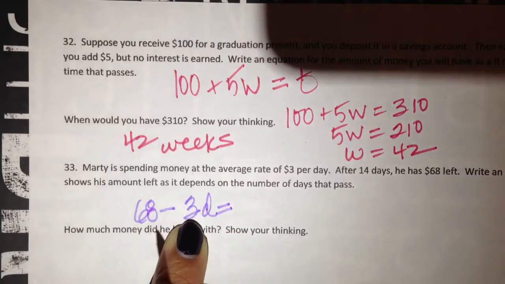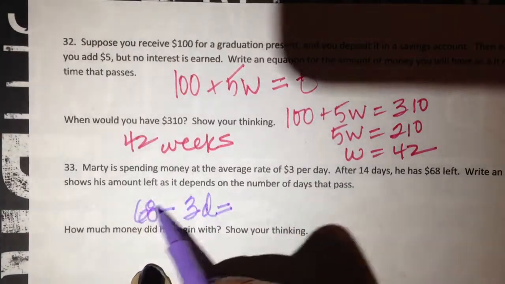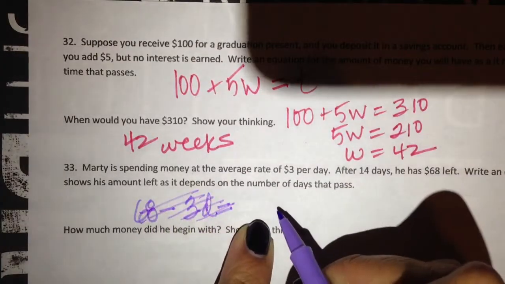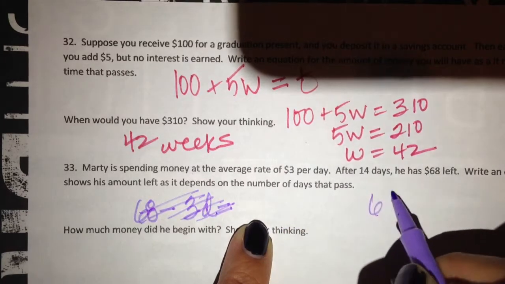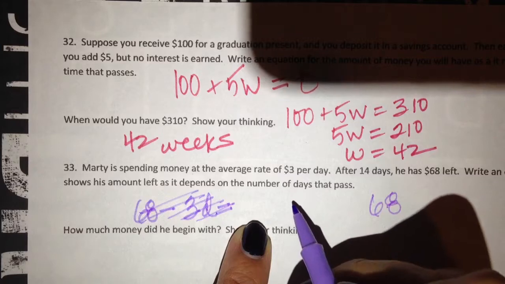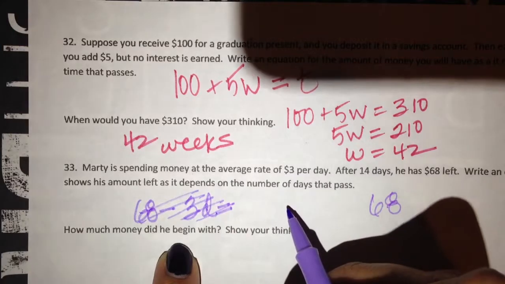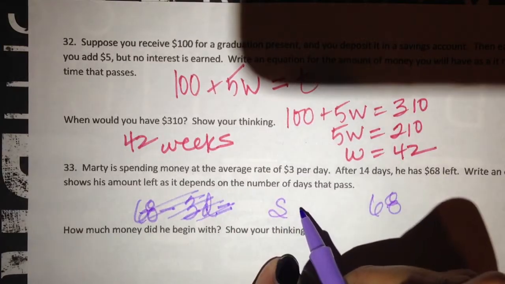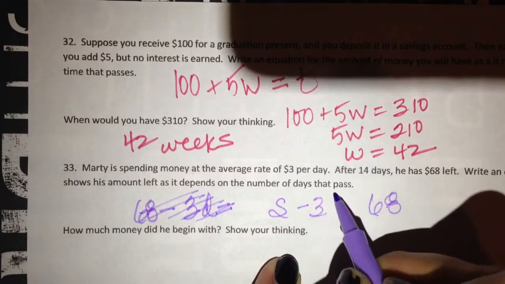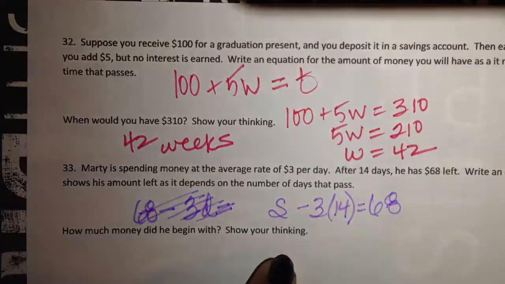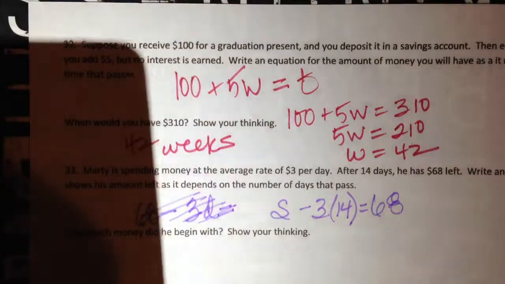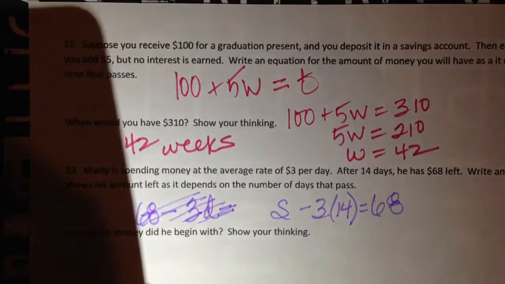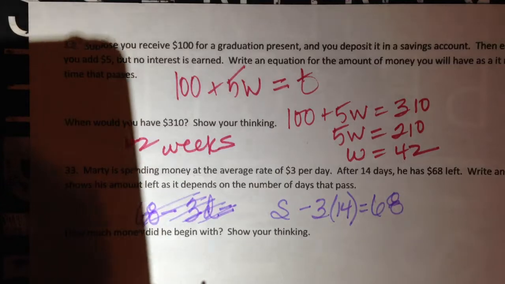I think I went at this the wrong way. No, I totally went at this the wrong way. He is spending $3 per day. He had 68 left. How much did he start with? There we go. Yeah, that's what I want to know. Start minus 3 times 14 gave him 68. 14 days, he had $68 left. So however much he started with, minus 3 times 14.